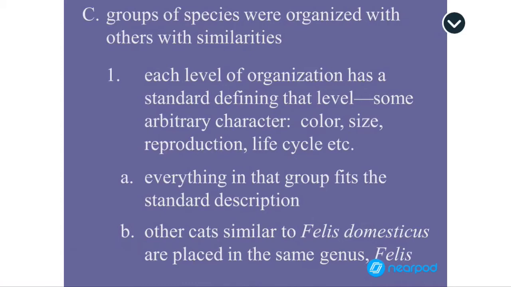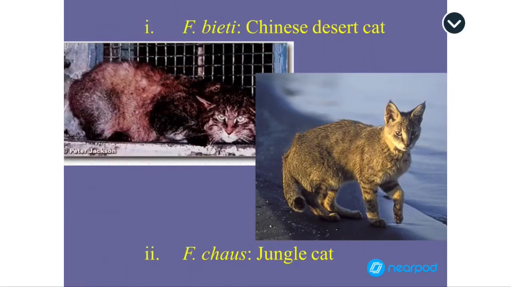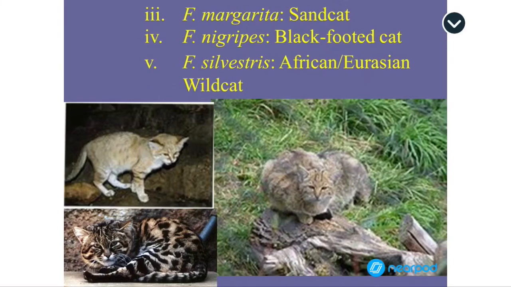So a house cat is fairly small, has certain characteristics, and so things like mountain lions, Nittany lions, real lions, tigers, bobcats, they're very different than house cats. So the only other cats in Felis would be things like house cats. And there are actually some of these in the wild. Felis beati, the Chinese desert cat, there on the left. Felis caeus, the jungle cat, on the right. Felis margarita, the sand cat. Felis nigripes, the black-footed cat. And Felis sylvestris, the African Eurasian wild cat, which is believed to be the ancestor of the modern domestic house cat. And sylvestris means forest, as in like Pennsylvania.